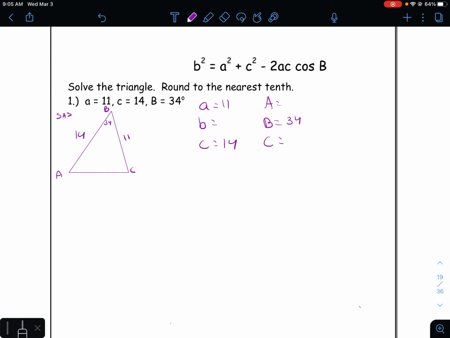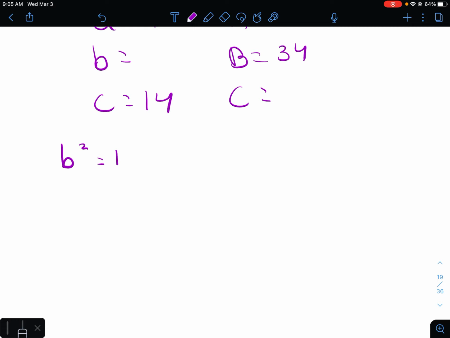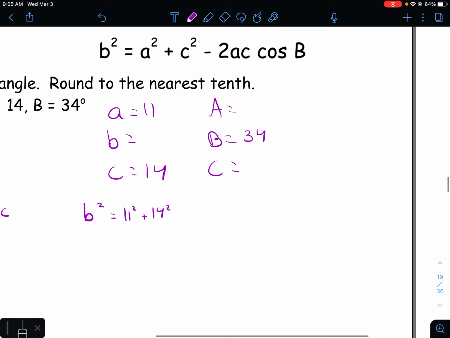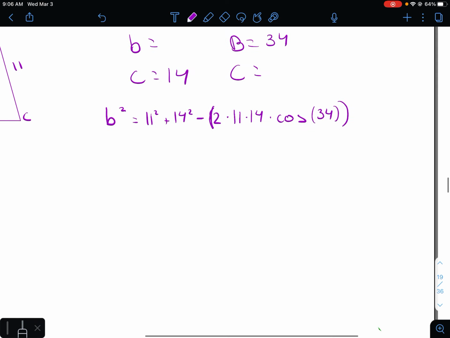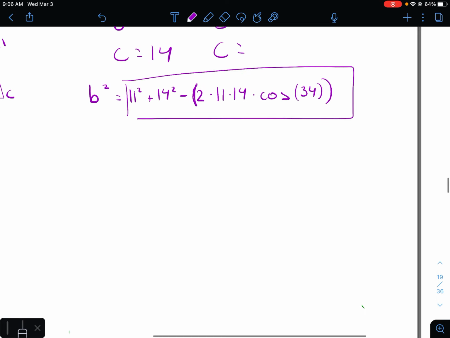So now let's plug into this formula. We know that b squared is going to equal a squared, which is 11, plus c squared, which is 14, and then minus 2. One thing I recommend is putting parentheses around this, because a lot of people get confused that this is a quantity. So it's 2 times a times c, times cosine of B, which in this case is 34. When you're solving for a side, essentially all you need to do is plug this big thing into a calculator.